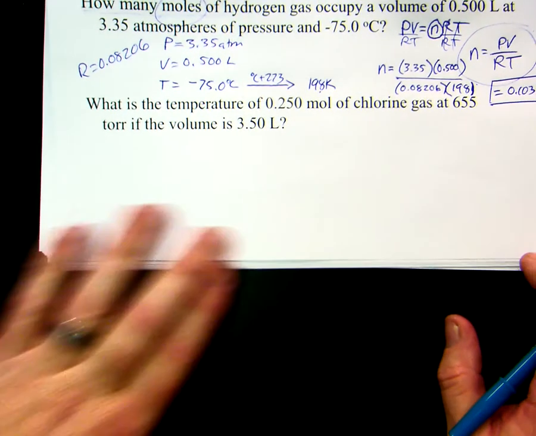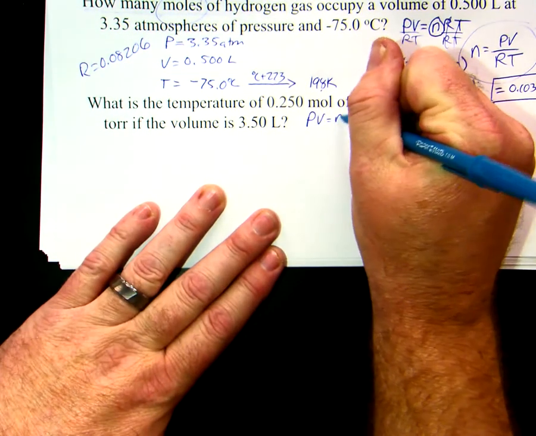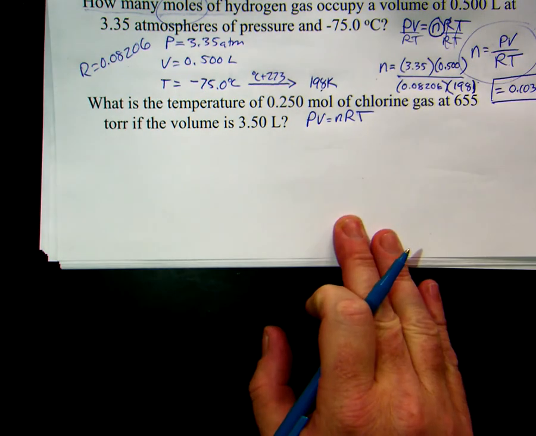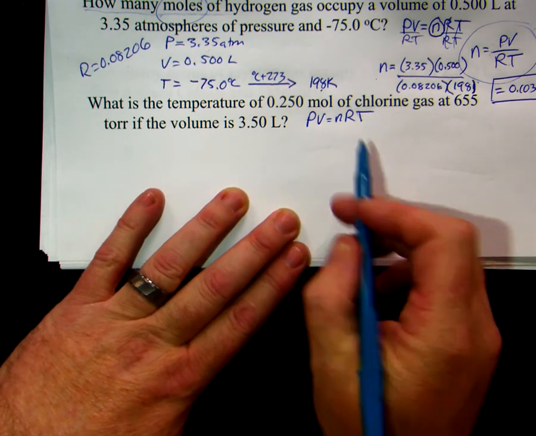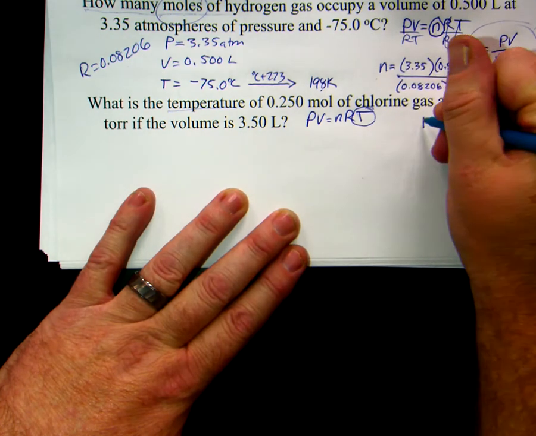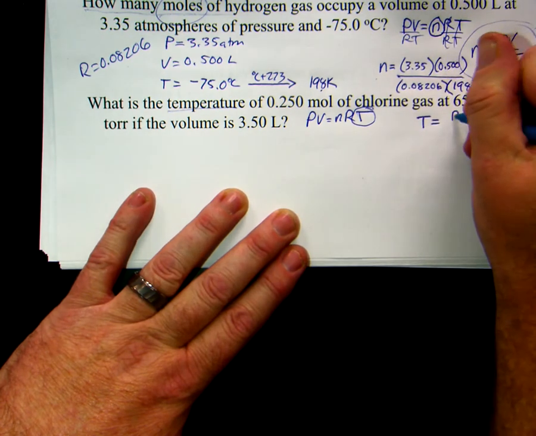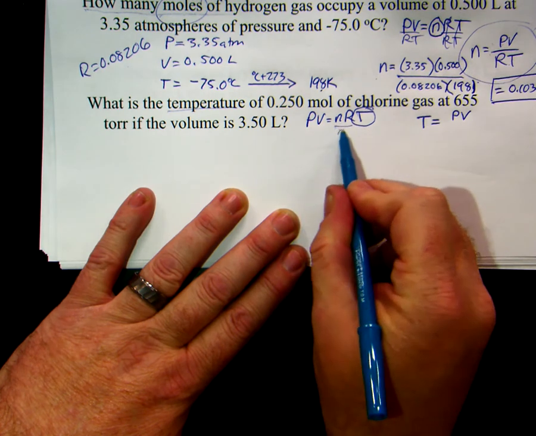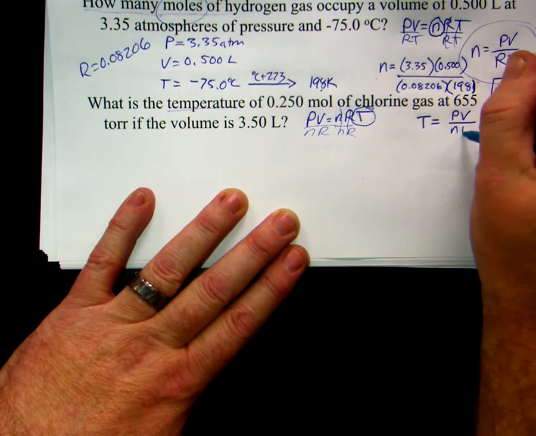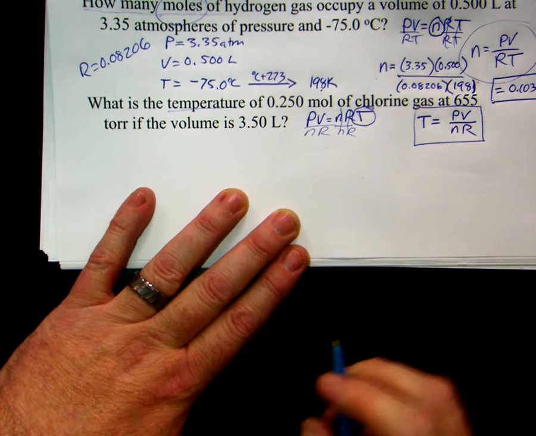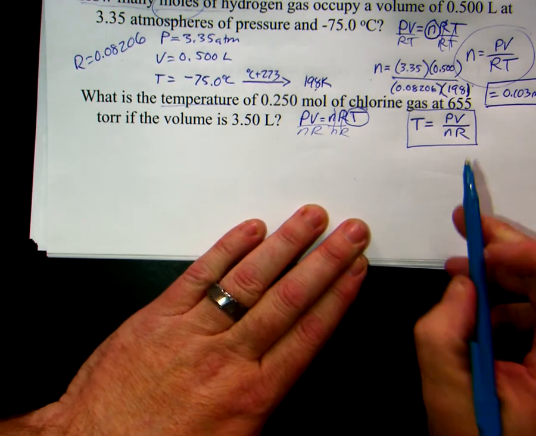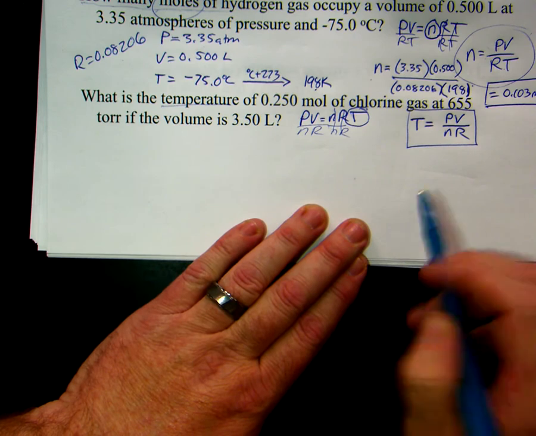Okay, so let's look at another one here. PV equals nRT is our equation. So again, I want to figure out what it is I need to solve for. Temperature. I'm solving for T. So T equals PV divided by nR. So here's my equation. Now, again, what I recommend doing is writing down all the variables you need and making sure they're in the right units.